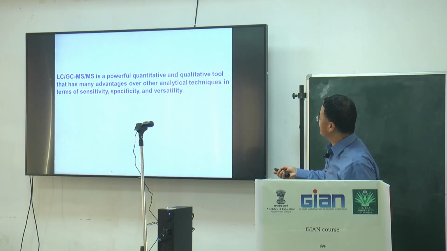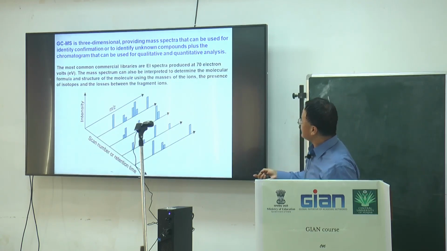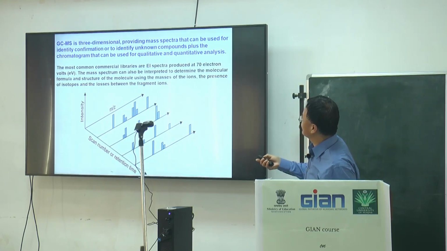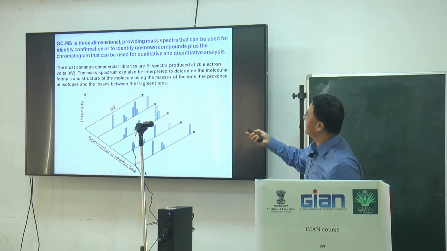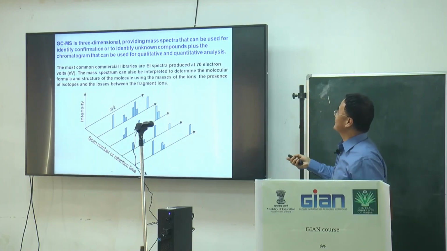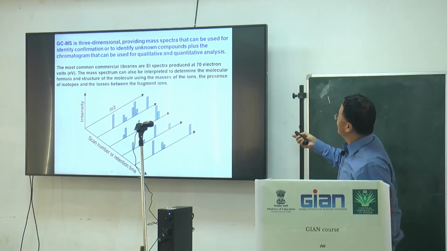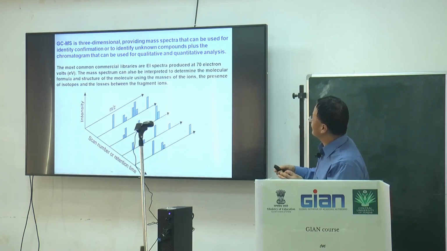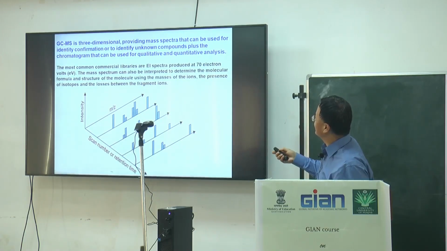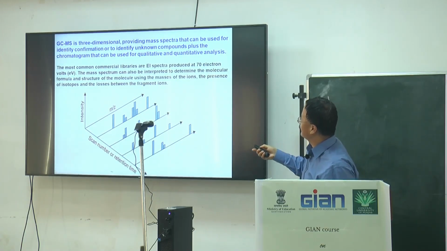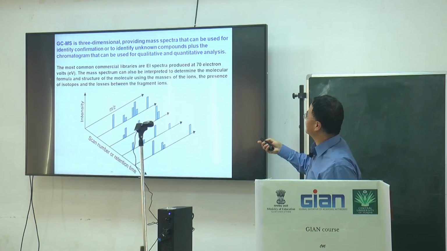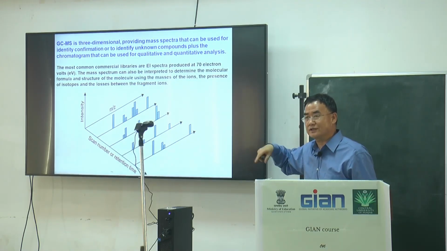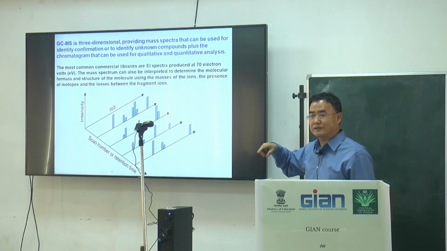This is another slide to show that I still prefer GCMS, which provides the mass spectra that can be used to identify or confirm unknown compounds, plus the chromatograph can be used for quantitation if you have an internal standard.